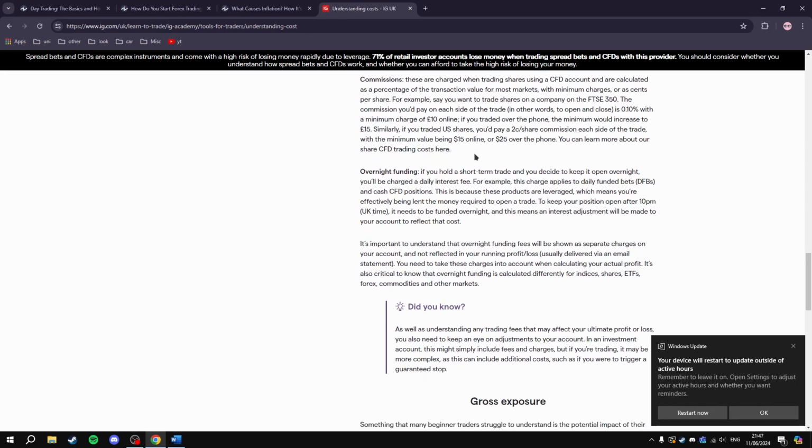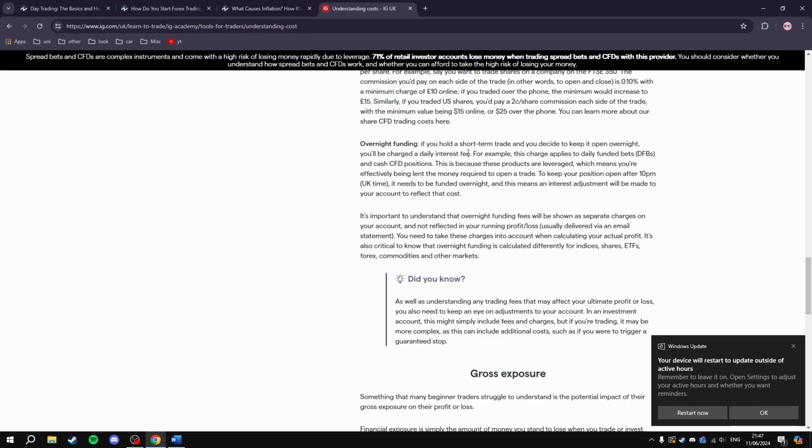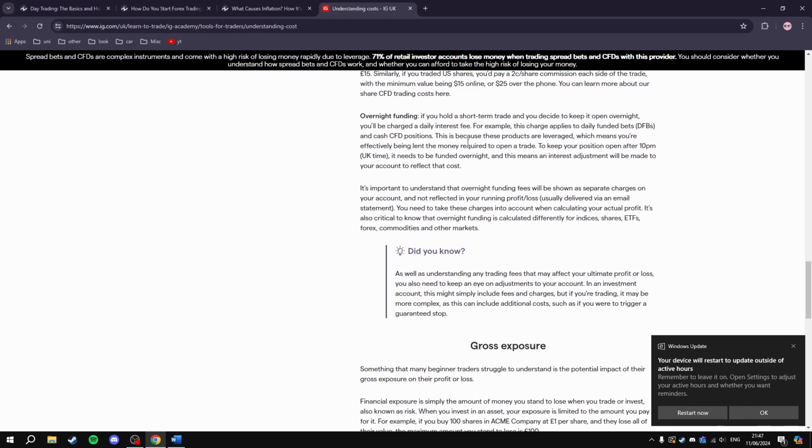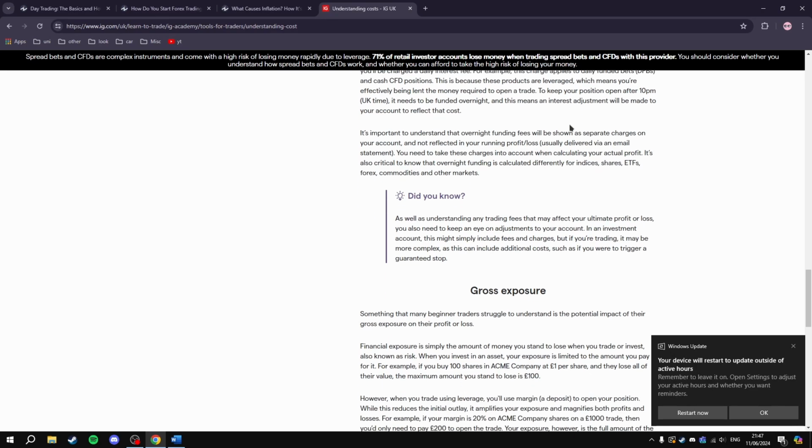Right, and then we've got overnight funding charges. If you hold a short-term trade and you decide to keep it open overnight, you'll be charged a daily interest fee. An interest adjustment will be made to your account to reflect that cost. It's important to understand that overnight funding fees will be shown as separate charges on your account and not reflected in your running profit or loss, so you need to take these charges into account when calculating your actual profit. And it's also critical to know that overnight funding is calculated differently for the different asset classes.